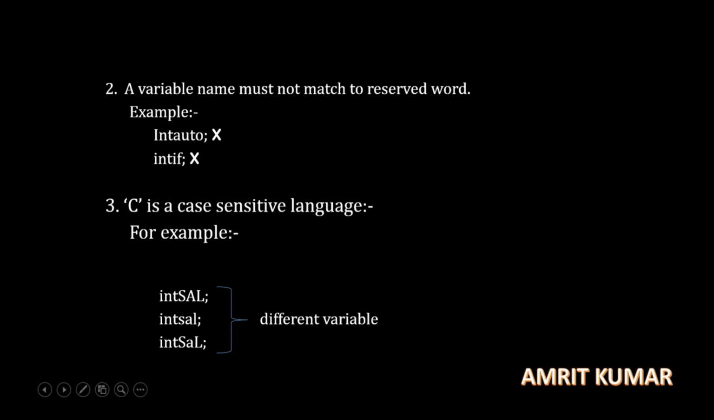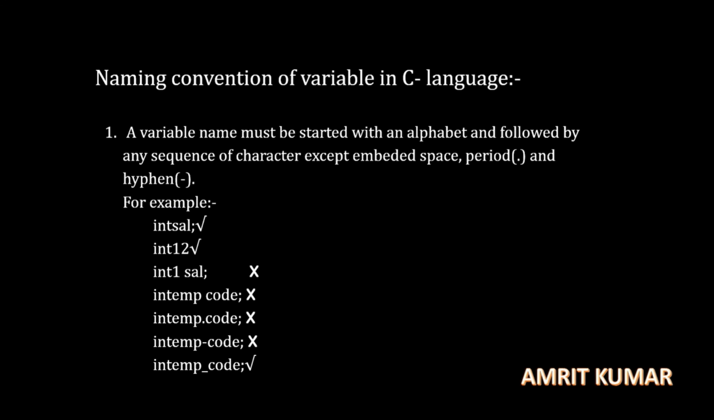Okay, and this is the most important point. What we have studied till now is that a variable name must start with an alphabet and be followed by any sequence of characters except embedded space, period and hyphen. So there should be no space, no period and no hyphen. It must start with an alphabet and be followed by any sequence of characters. This is our first rule.